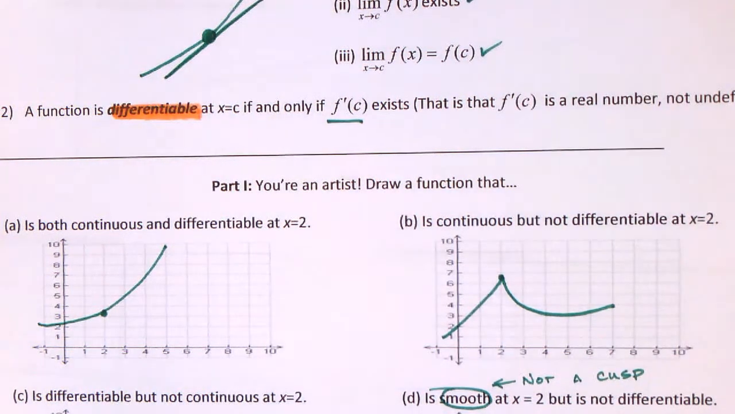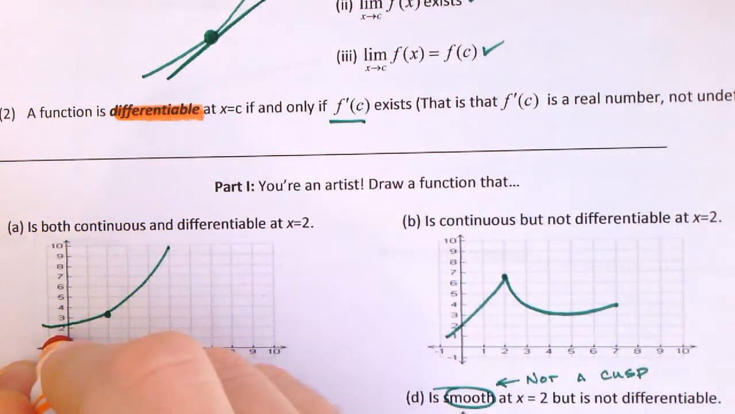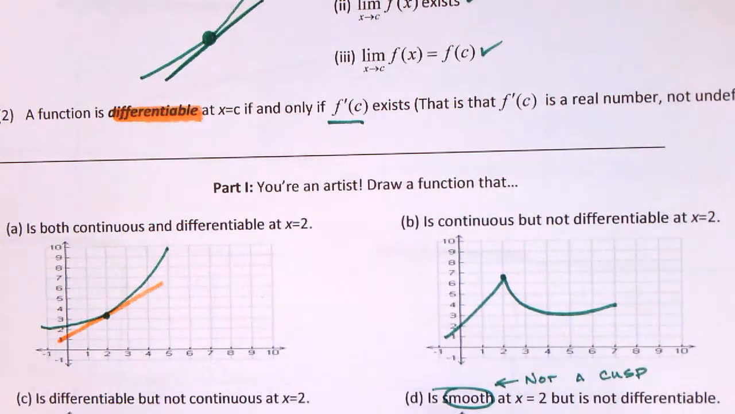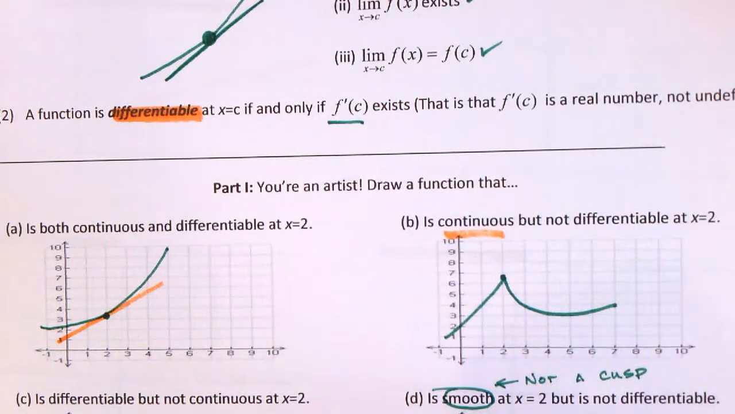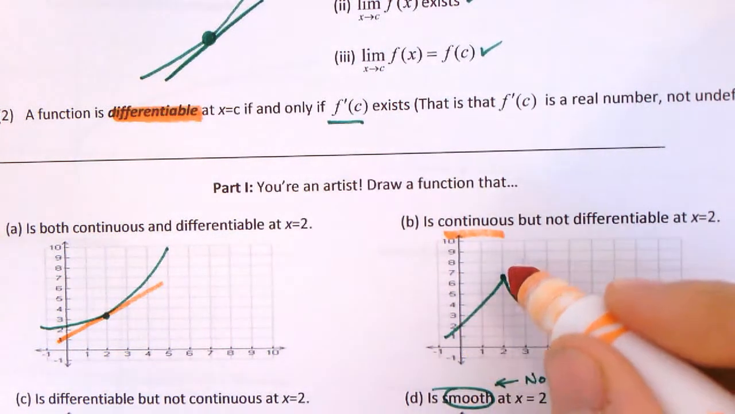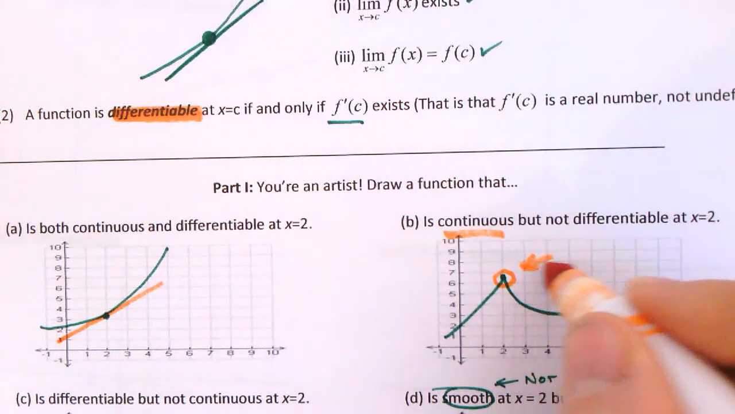Here are the answers to the first part of the investigation. If you look at A, the function is both continuous and differentiable at 2 because we can draw a tangent there. If you look at B, it's continuous but not differentiable because while we can drive over it, you can't draw a tangent at that point, so this refers to a cusp.